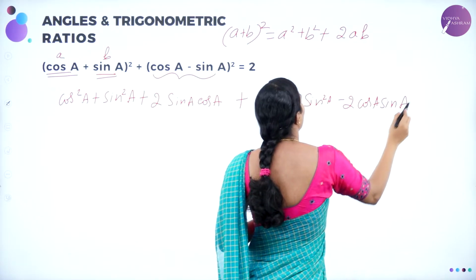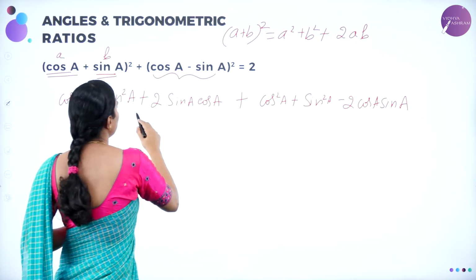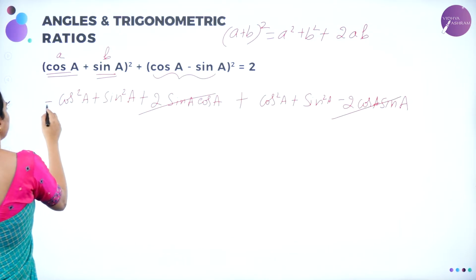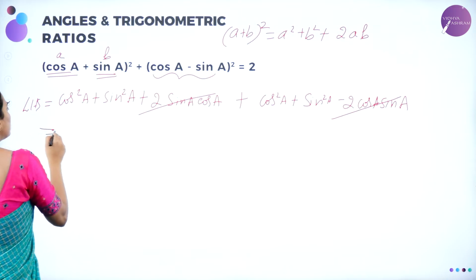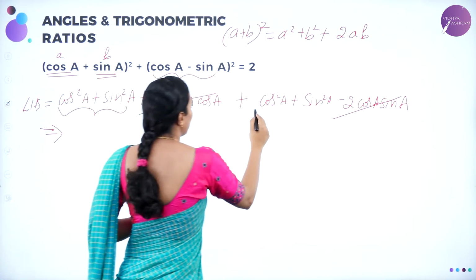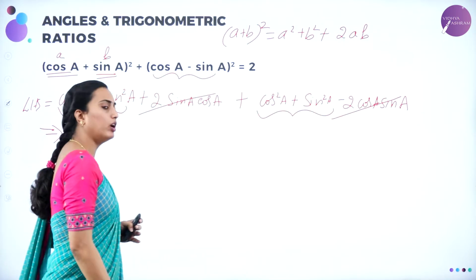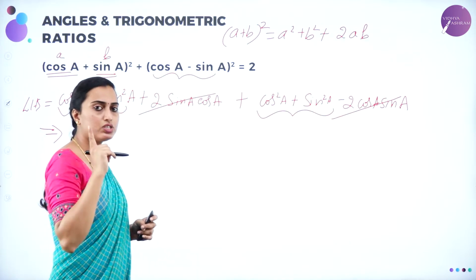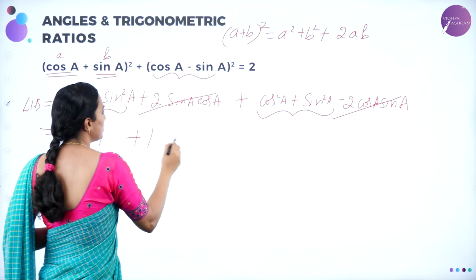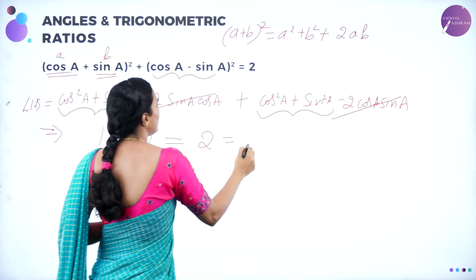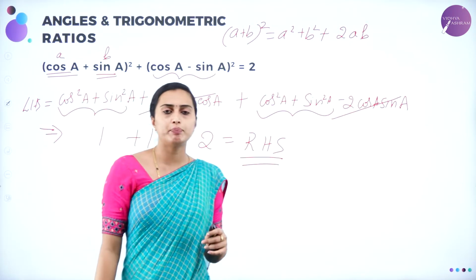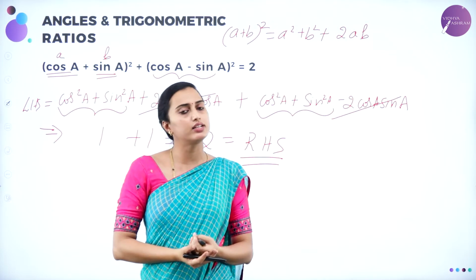Therefore, you are going to have plus 2 sin A cos A minus 2 sin A cos A, which will get cancelled. This I am taking as the LHS to prove. So here we have cos squared A plus sin squared A, cos squared A plus sin squared A. What will it be? You know it is an identity which is equal to 1. So 1 plus 1 implies 2, which is your RHS. Very easy. Only by expanding in terms of A plus B whole squared, you are going to get the right hand side answer.